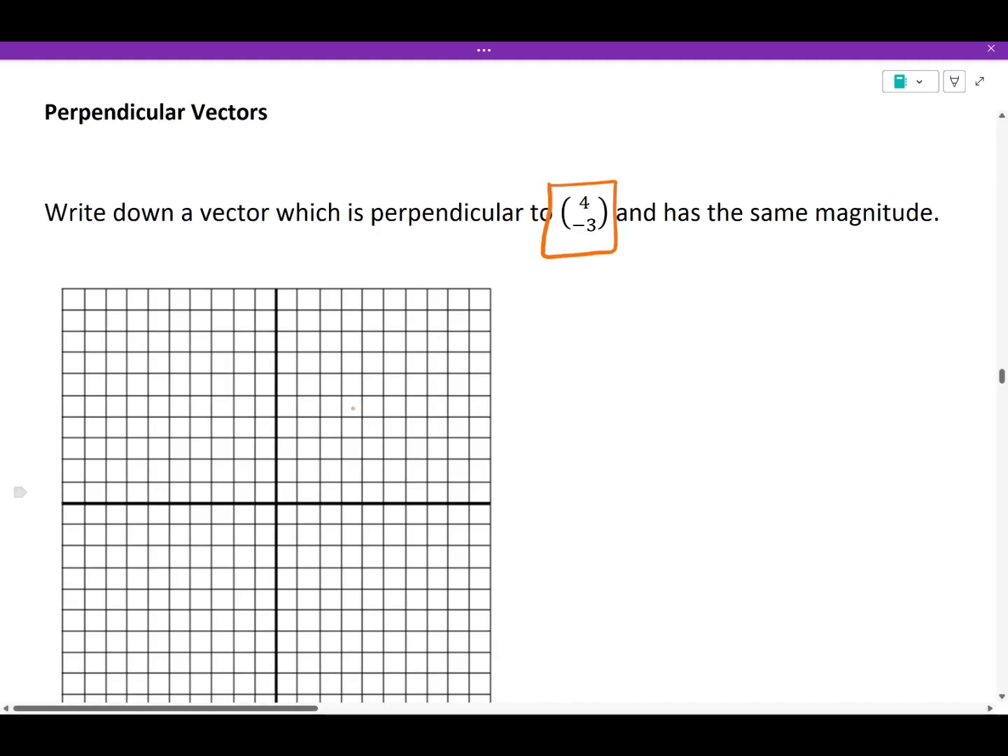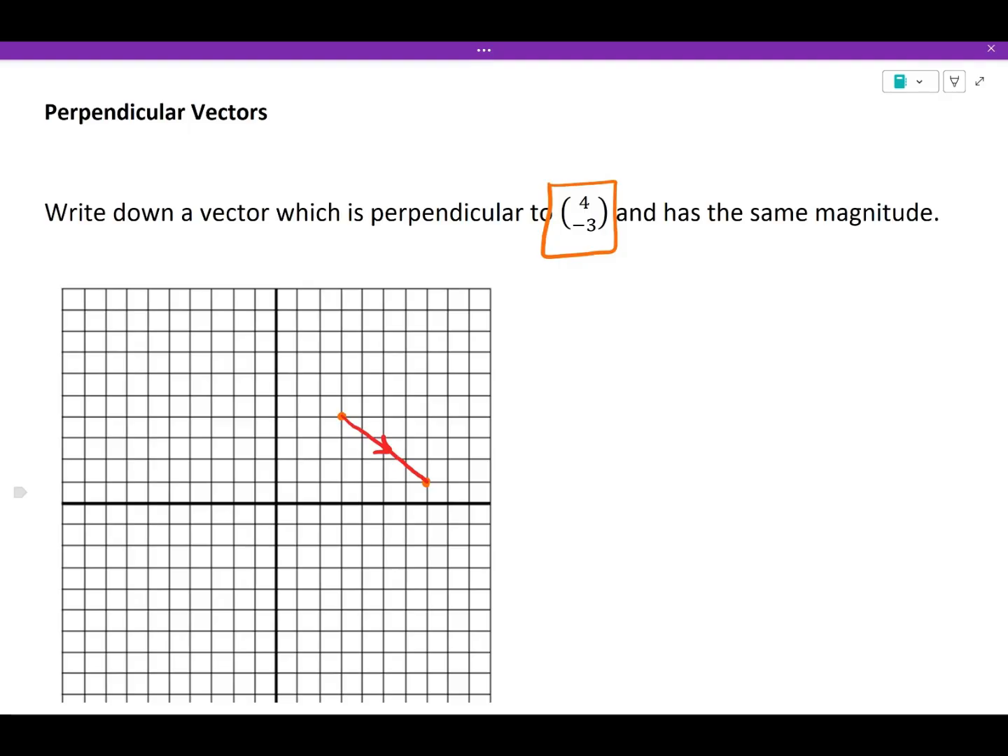So I'm going to pick a point as usual. So we'll go with this point here. And then we're going to go 4 to the right for a horizontal component and then 3 down. Okay, so I'm going to end up down here. And let's draw in my line. So it'll be going like this. Okay, so that is the vector (4, -3).